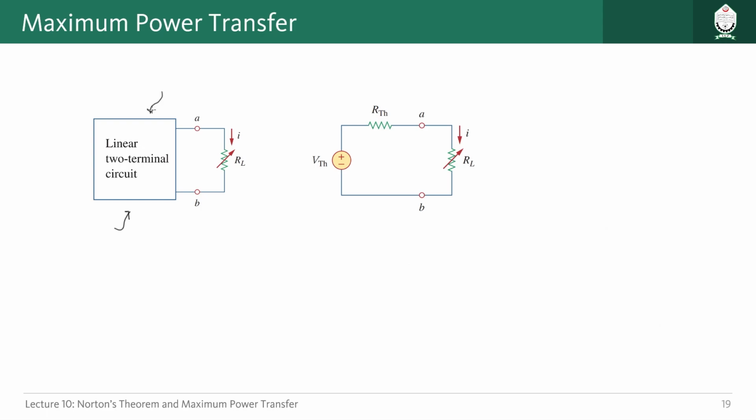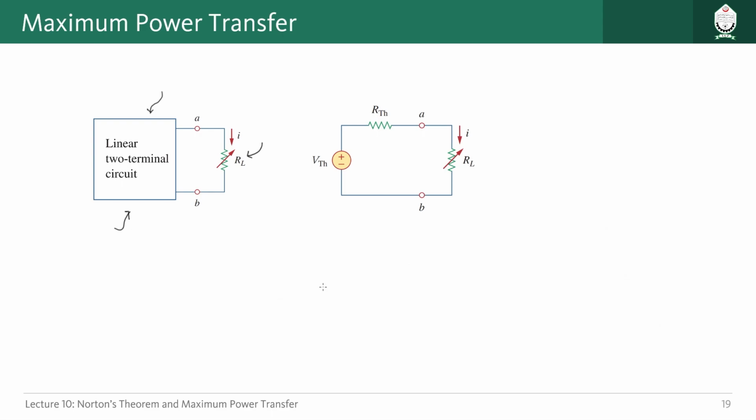We can have different numbers of voltage sources, current sources and resistors interconnected with each other in this linear two terminal circuit. But this is the load which we can control. This is like the household appliances we use, let's say a fan or light, and we want to optimize this load, I mean the resistance of this load, so that we can get the maximum amount of power transferred to this load.